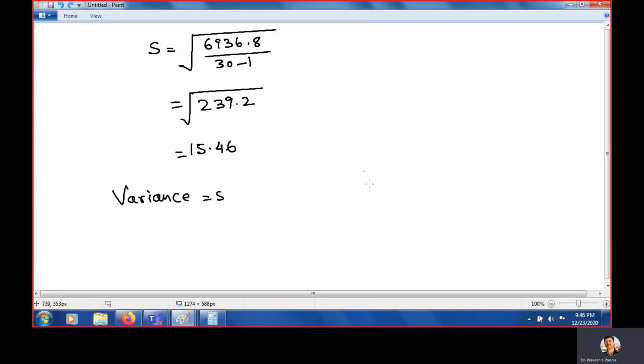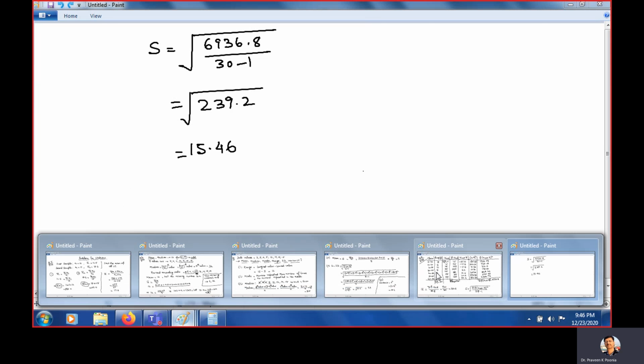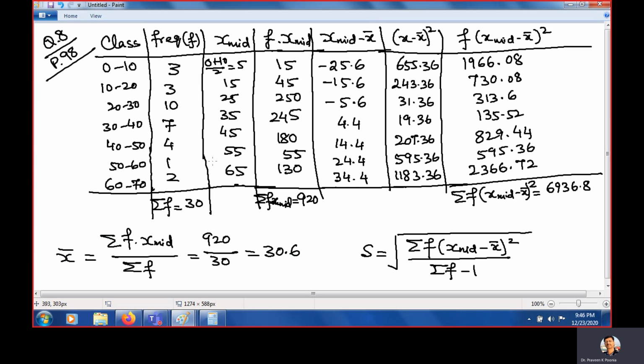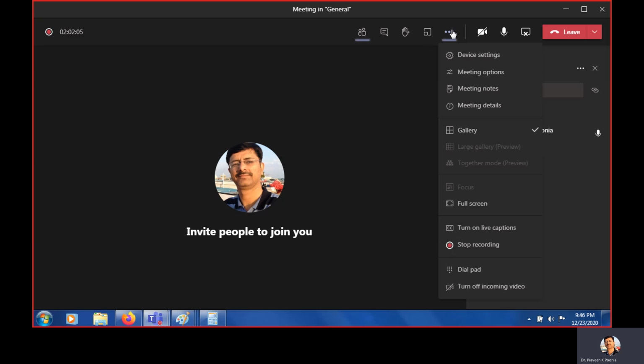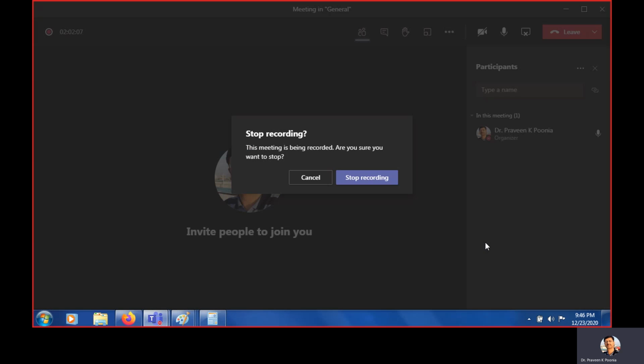Okay, no problem. Leave the variance. You just focus on the two things here: how we calculate the mean and how we calculate the standard deviation. And this is a very, very important question, generally asked in the exam. So please prepare these questions. I'm sure it will be very helpful in your preparation in statistics. Thank you very much.